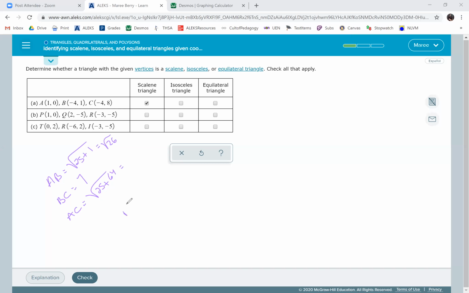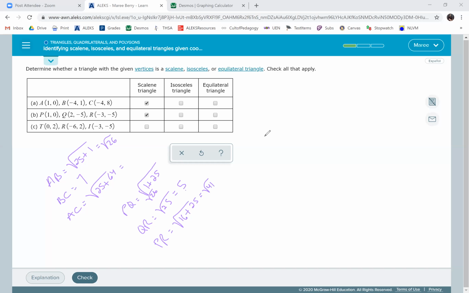And the second one, PQ, QR, and PR. PQ, the x's are 1 apart, 1 squared is 1, the y's are 5, so square root of 26. QR is 2 to negative 3, that's 5 apart, and 0, so that's just 5. And PR, 1 to negative 3 is 4, and 0 to negative 5 is 5. Oh, goodness gracious. So that's scalene. Come on, give us an equilateral.